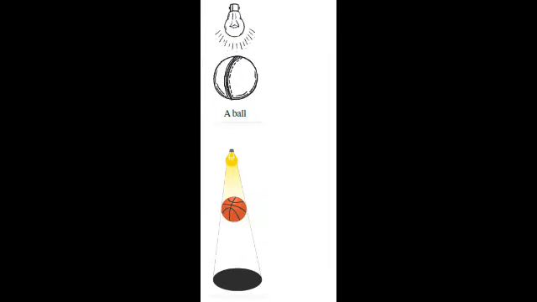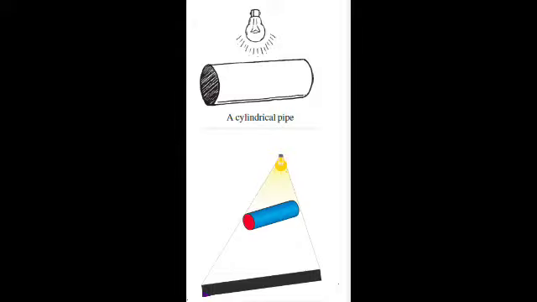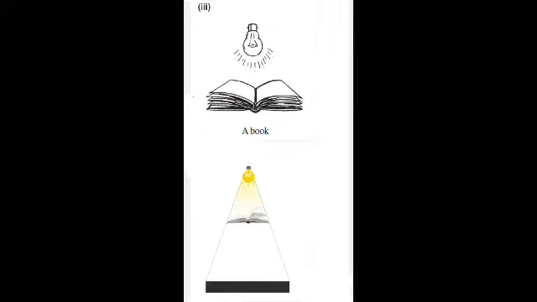In the first case, when you put a bulb glowing just above a ball, what shadow will fall on the ground? See here, it is like a circle. When you put a bulb glowing above a cylindrical pipe, what kind of shadow will fall on the ground? See, it is like a rectangle. See the next object, when you put a bulb glowing above a book, what kind of shadow will fall on the ground? It is also like a rectangle.